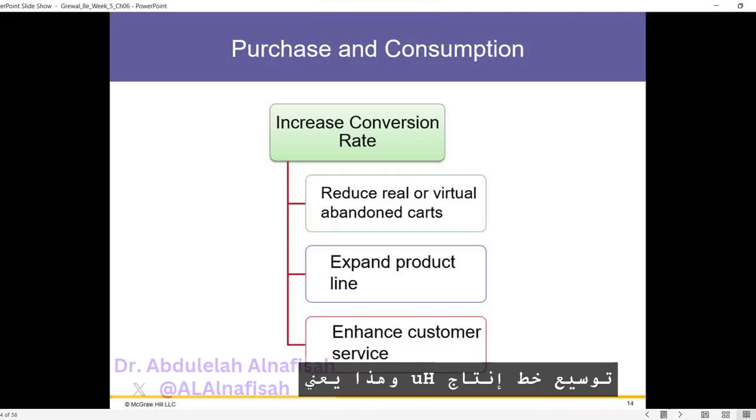Expand product line. This means increasing the variety of products available for sale to attract more customers. This can be done by researching customer needs and preferences, adding complementary or related products, or creating bundles or packages. Enhance customer service. This means improving interactions with customers to increase satisfaction and loyalty. This can be done by providing timely and helpful responses, soliciting feedback, offering guarantees or refunds, or rewarding loyal customers.